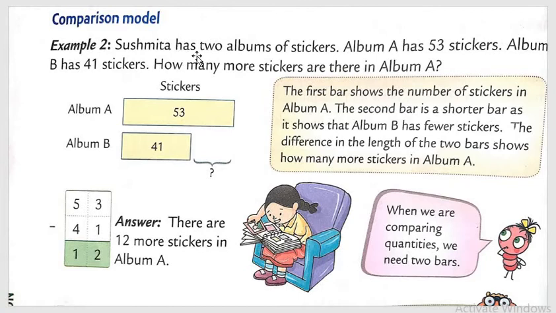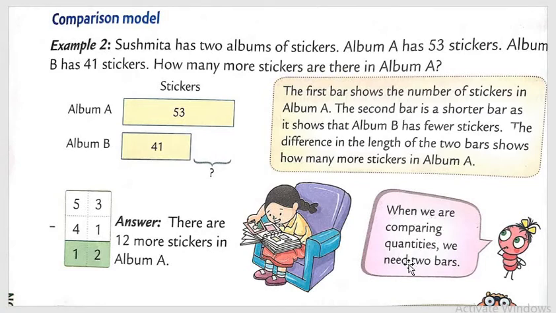Example number 2. Susmita has 2 albums of stickers. See students here, she has an album. 1 and 2 albums. She has 2 albums. When we are comparing the quantities, we need 2 bars. First of all, read here the instructions, all. When we are comparing quantities, means number of strength. How many albums are here, all students? How many albums does she have? She has 2 albums.